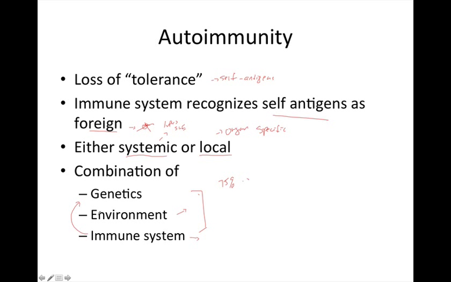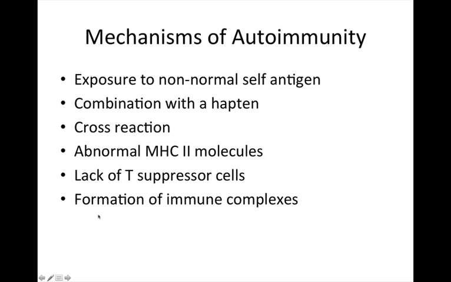There's a lot of factors associated with the immune system itself that promote the development of autoimmunity as well. All right, but like I said, it's a strong combination of genetics and environment. There's a lot that goes into this. But there are some theories related to this. For example, one of them is exposure to a non-normal self-antigen as a mechanism for the development of autoimmunity.